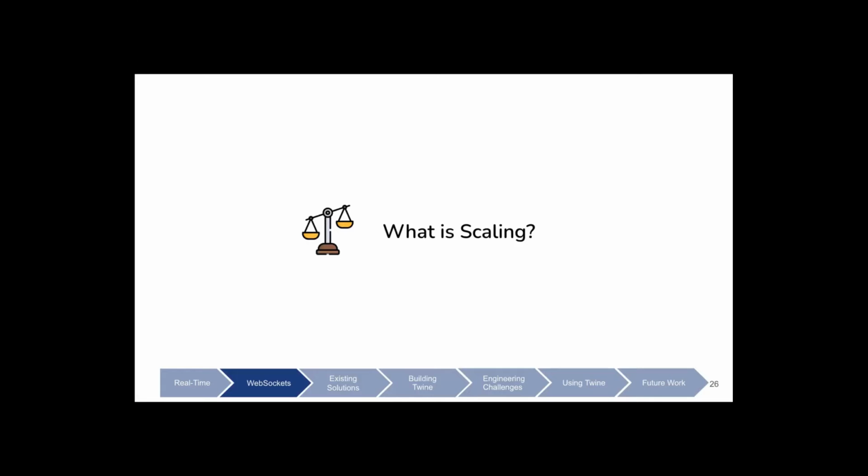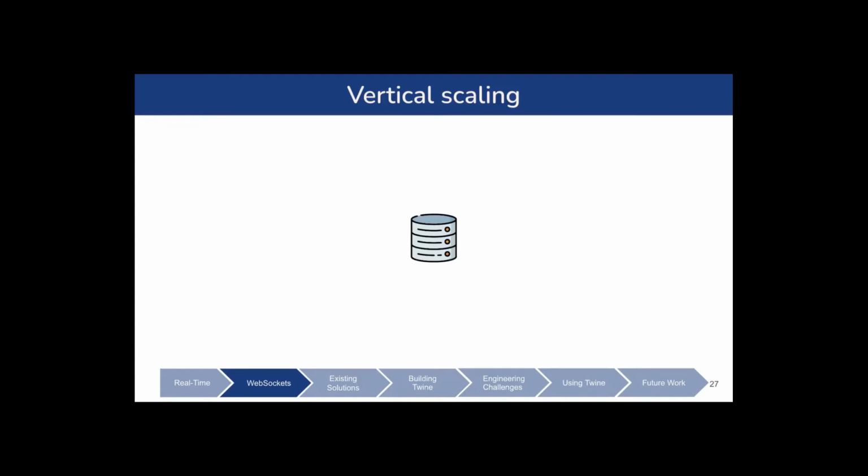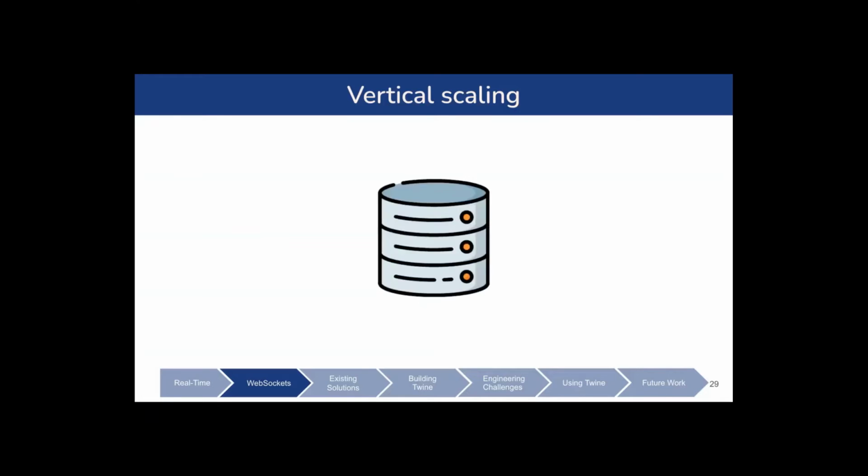You may be wondering what scaling means. Scaling is when a piece of infrastructure is upgraded to accommodate higher usage. There are two types of scaling. Vertical scaling is when a single node, like a server, is upgraded with better hardware. Adding more RAM is one example of vertical scaling. This approach is relatively simple and fast to implement. But there are significant downsides.